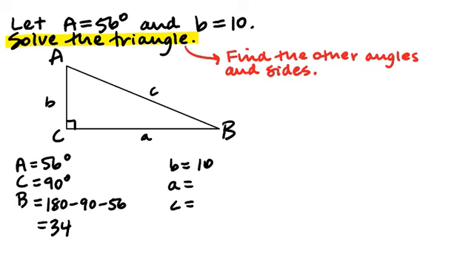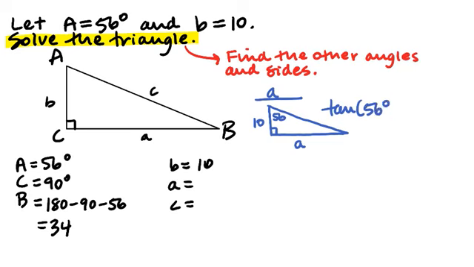So I'm going to start with side A. In order to find A, I'm going to reproduce the triangle. That'll be 56, that's 90. We are looking for A, and we were given B equals 10. We're going to do it just like we were doing those problems earlier. I've got an opposite and an adjacent, so tangent of 56 degrees equals opposite over adjacent. So A is going to equal 10 times the tangent of 56. That's a job for the calculator.